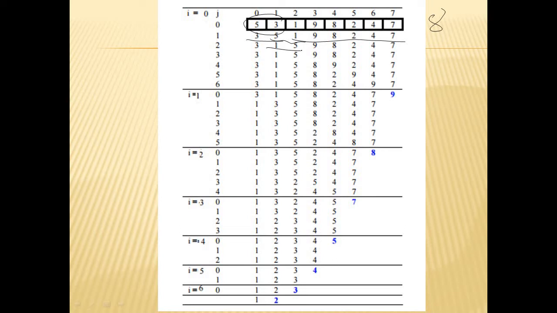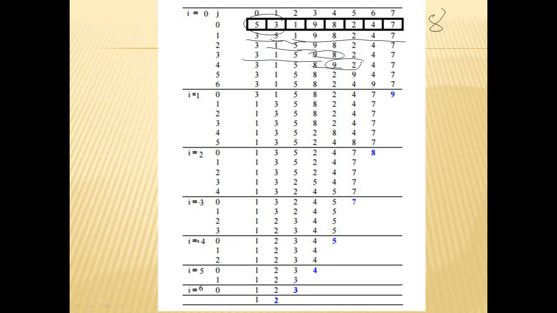Next 5 9 will compare. Is 5 greater than 9? No, so no swapping, the same list will come. Next 9 8 will compare. 9 is greater than 8, then swapping occurs. So swapping done. Next 9 2 will compare.